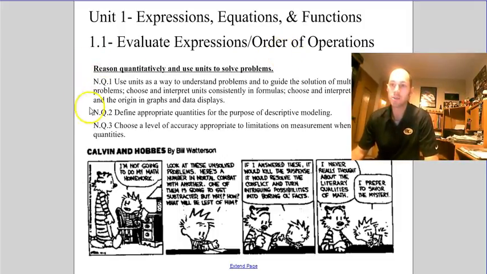These are the standards that we'll be addressing throughout our lesson today, and then Calvin and Hobbes for your viewing enjoyment. What a great way to start off.